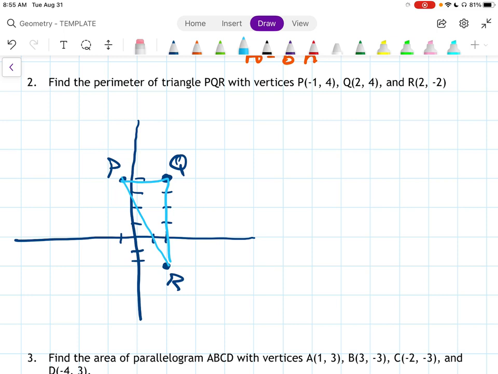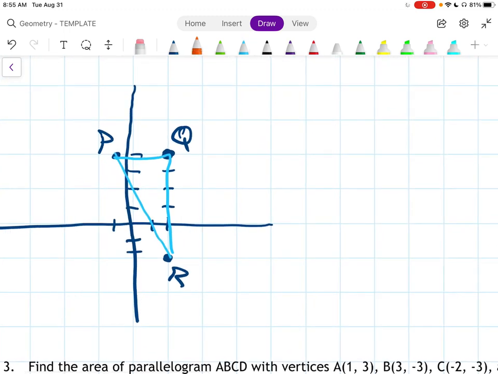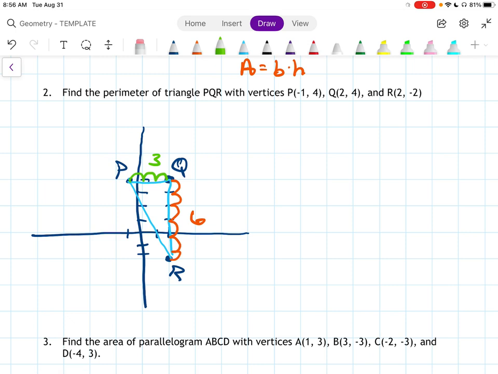Now, if we're able to, we want to just count over to see how wide some of these sides are. From R to Q, I can go 1, 2, 3, 4, 5, 6. This is 6 units long. From P to Q, I can go 1, 2, 3. Now that long side there, we're going to call it PR.